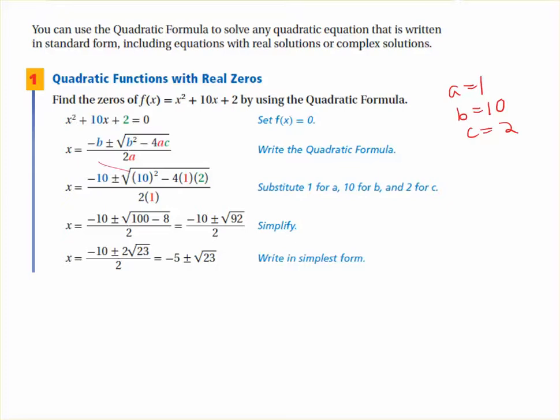It just takes a little while to simplify all this, and you have to be careful to use the order of operations. You've got to multiply before you subtract. Take the perfect square, or the power of 2, before you multiply, and so on. And when you get done, this is really 2 answers. You have negative 5 plus the square root of 23 and negative 5 minus the square root of 23. So there will be 2 answers like we've looked at most times when you have a quadratic. It will cross the x-axis at 2 points, and that's what we're finding.